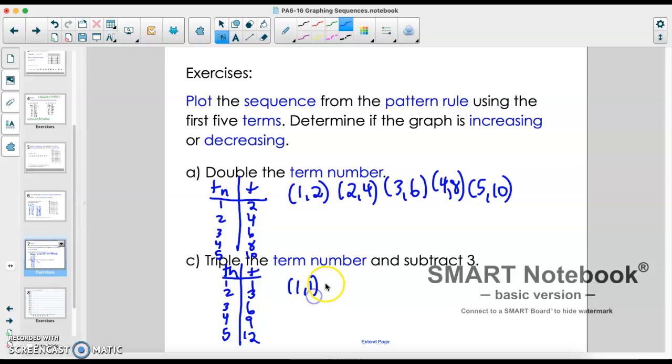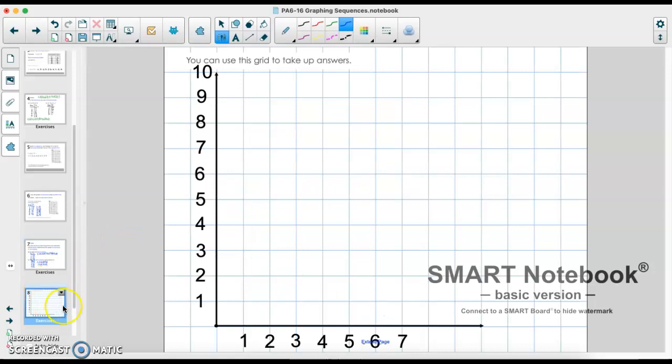And so again, I can generate ordered pairs. I have 1, 0. I have 2, 3. I have 3, 6. I have 4, 9. And I have 5, 12. And then what we can actually do is graph them out over here on our graph.